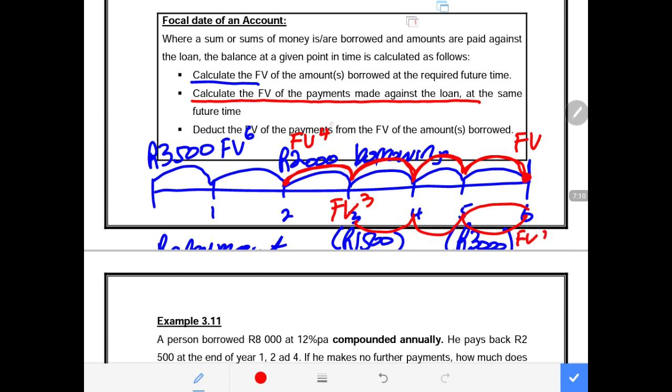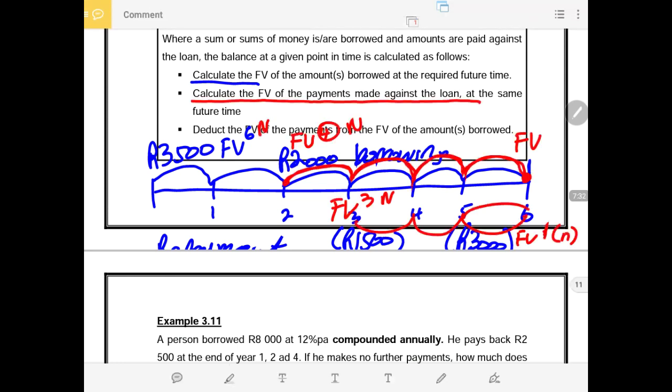That means, remember, this 4 years is our N, this 6 years is our N, this 3 years is our N, and this 1 year is what you call N, meaning the number of years the future value must be calculated for. So that is what the focal date is all about.